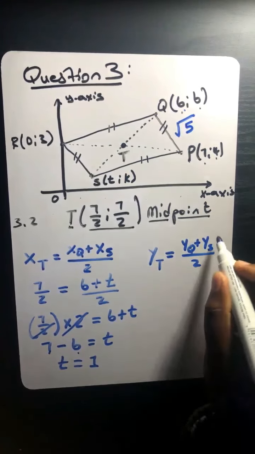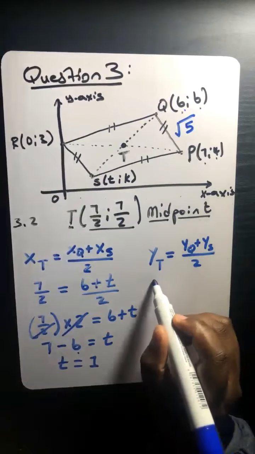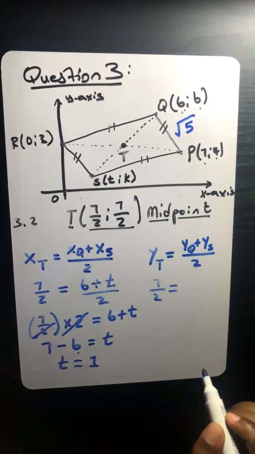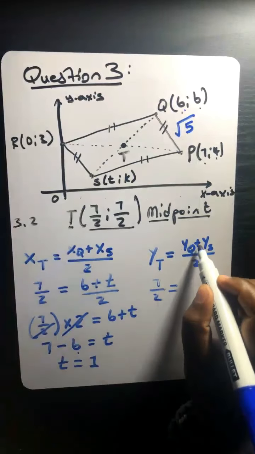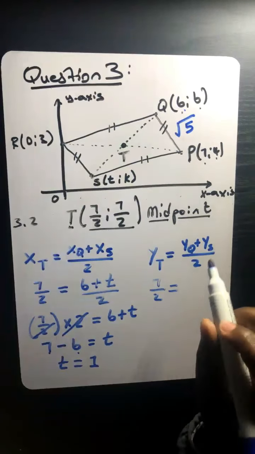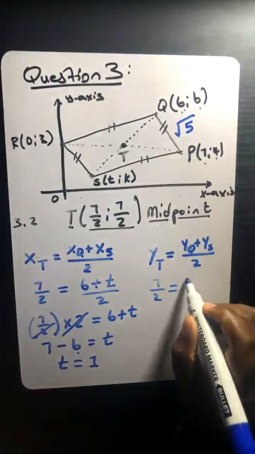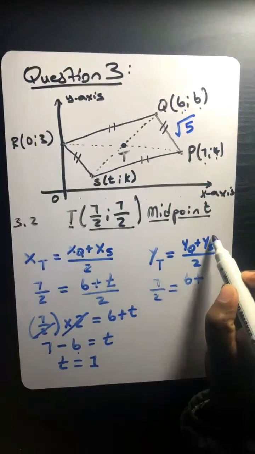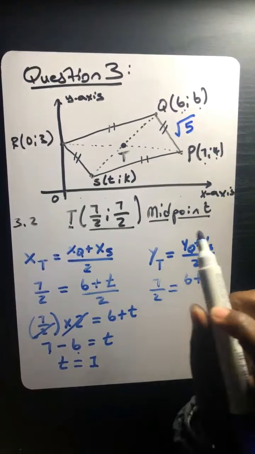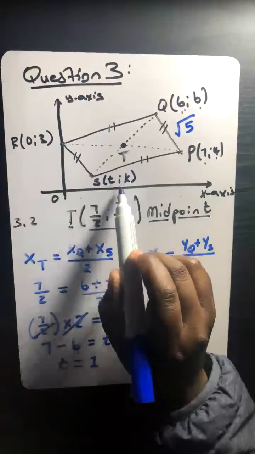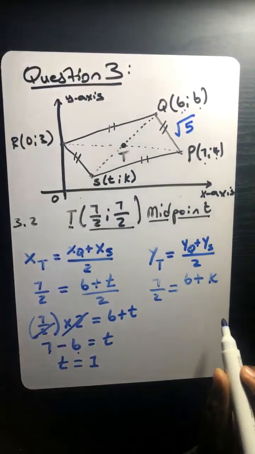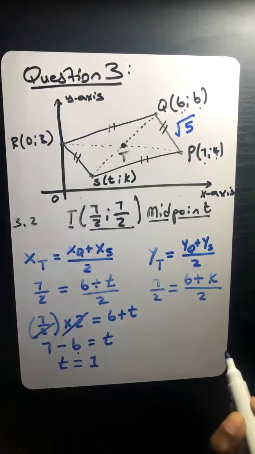So we perform the same calculation on this side. So we've got 7 over 2, which is equal to, do I have the y value for Q? Let me see, where's Q? Oh yes, there at 6 again. Plus, what is the y value of S? Do I have it? I don't have it, but in this case we must call it k. So let me write k over there, divided by 2.